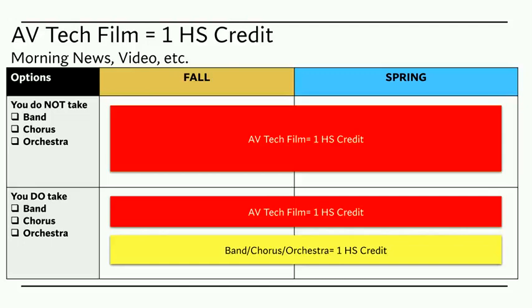If you do not take band, chorus, or orchestra, and you are accepted into this class, you will take it both fall and spring semesters. So that is 1 year-long class. If you do take band, chorus, or orchestra, that means that you will have fall and spring semesters of AV Tech and Film and fall and spring semesters of band, chorus, or orchestra. So that means that you would have 2 year-long classes and you would receive 2 high school credits.